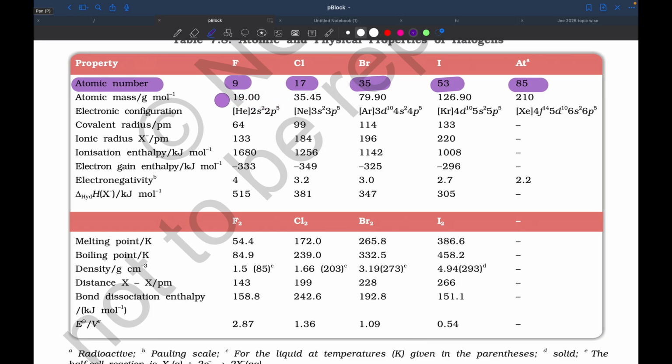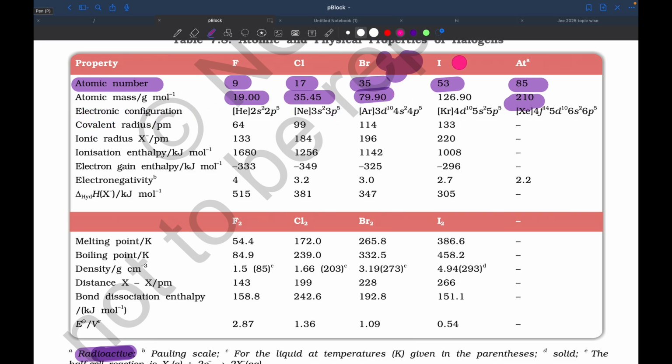Atomic mass is in grams per mole: 19, 35.45. So 79 is the bromine, 79.9. That's why in numericals we'll take it as 80. And iodine 126.9, we take it as 127. So astatine is 210. Astatine is a radioactive metal, it is given here, right?